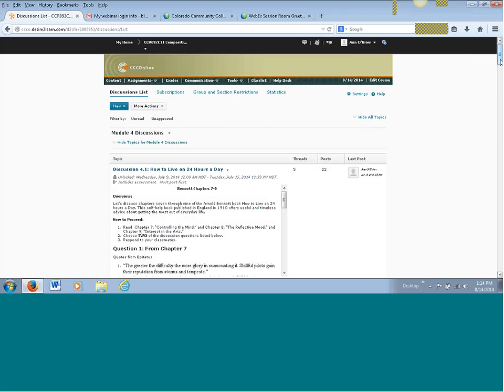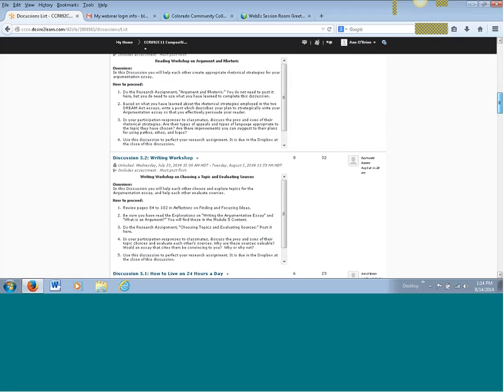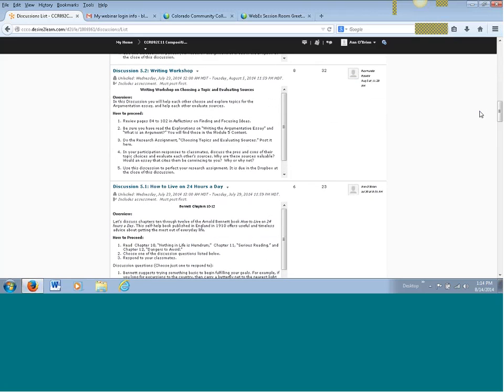So the second one in the list is the 5.2 writing workshop where they were reading the information on the argumentative essay and then also doing a research assignment, choosing topics and evaluating sources. And lastly, then responding to their classmates, discussing the pros and cons of their topic choices and the rest of it. So basically, the bottom line was use this discussion to perfect your research assignment. It is due in the Dropbox at a certain time.